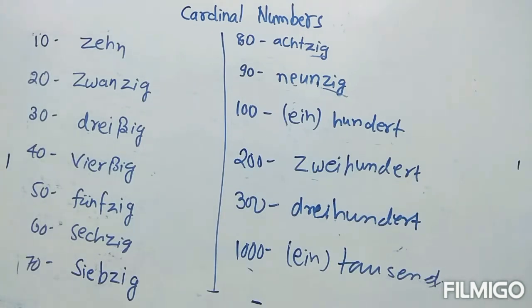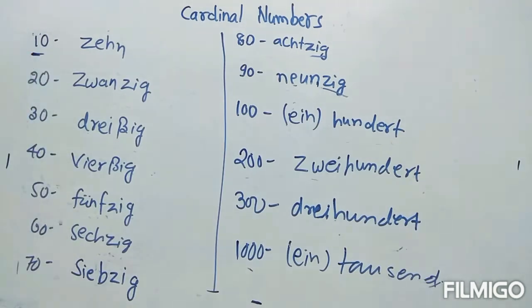In the previous class, we learned cardinal numbers 1 to 20. Now we will learn 10, 20, 30, 40, 50, 60, 80, 90 onwards, their pronunciation in German, and further we will learn how to write 21, 22, 23 and their sound. Okay, so let's start. First one is 10.